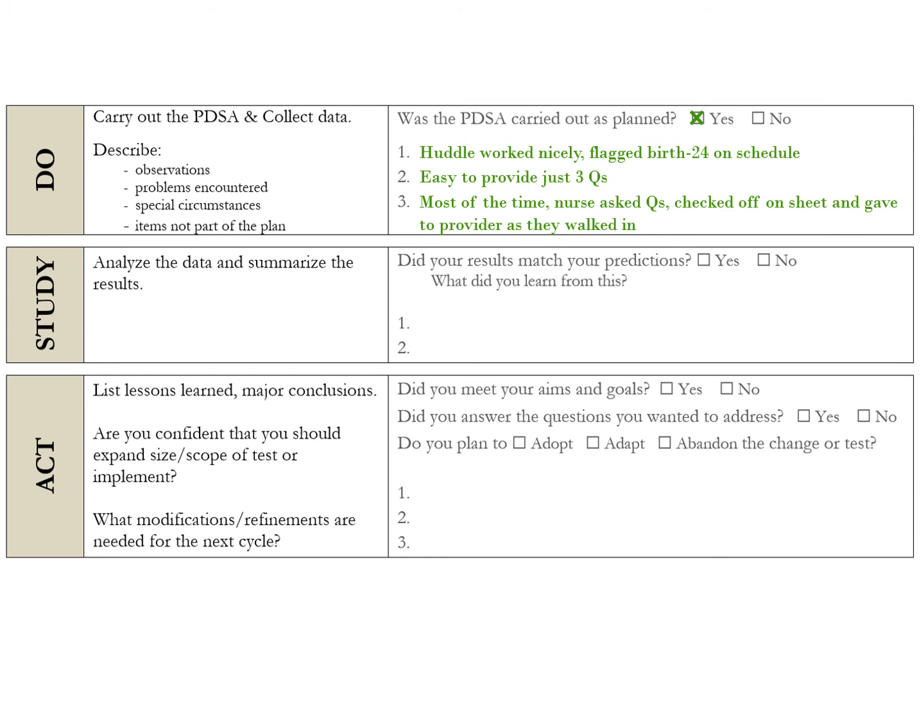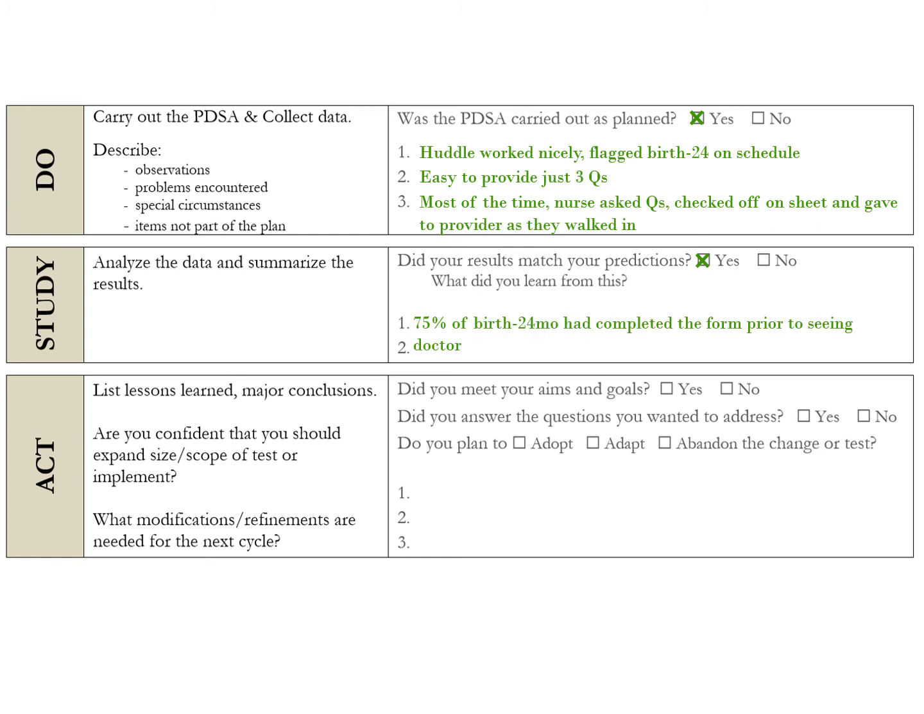The huddle worked nicely. You thought that it helped you flag those individual families that would be getting these questions. It was really easy to give families just 3 questions. And most of the time you found that the nurse was just asking the questions of the family and checking it off on the sheet, which they then gave to the provider as they walked in.